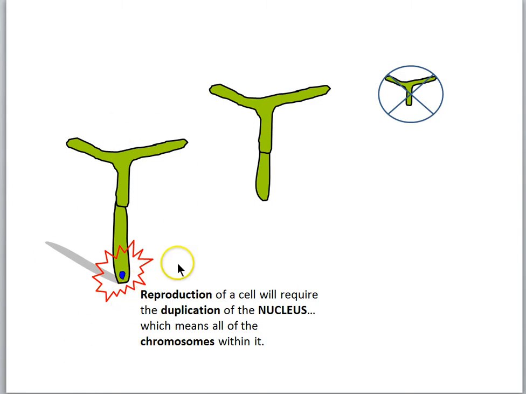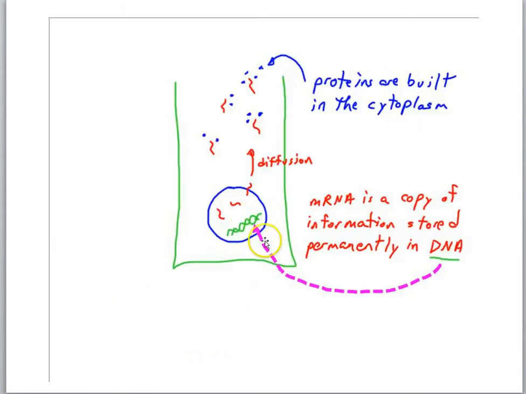So if the cell is going to reproduce, then reproduction of a cell will require the duplication of the nucleus, which means all the structures inside the nucleus, these chromosomes, are also going to have to be duplicated. So while the survival of the cell requires the nucleus to be making messenger RNA molecules to build proteins, the reproduction of the cell requires that the cell duplicate the chromosomes, the permanent recipes for building proteins, so that two daughter cells can have all the information needed to make proteins.